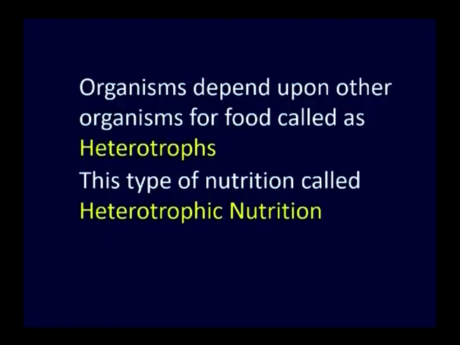So now we can conclude the organisms which are depending on other organisms for food are called heterotrophs. The mode of nutrition obtained from other organisms, we call it heterotrophic nutrition.